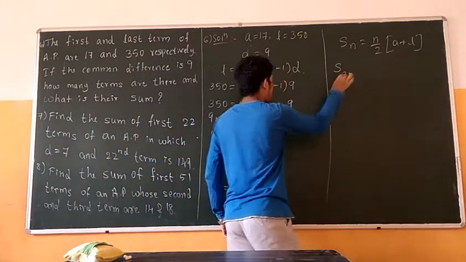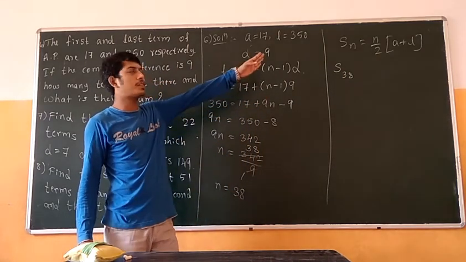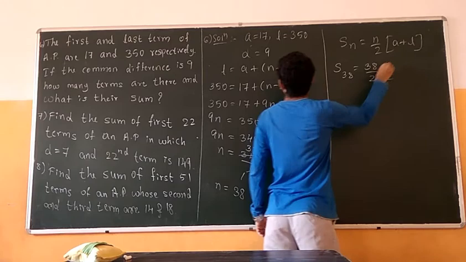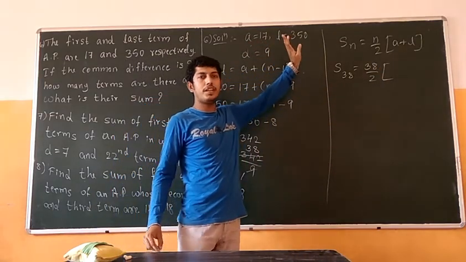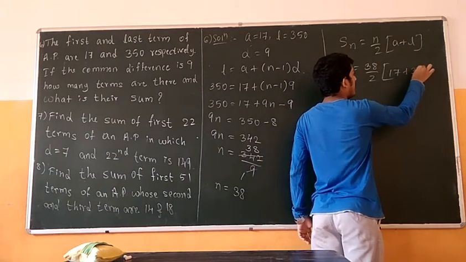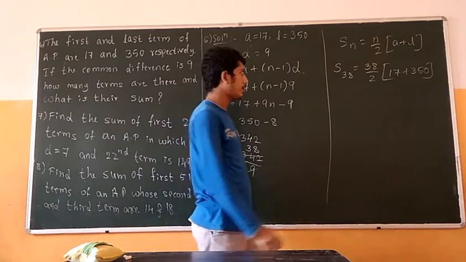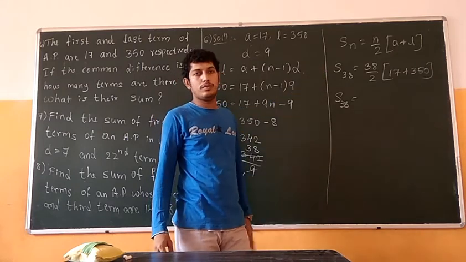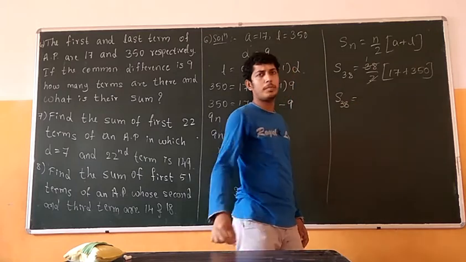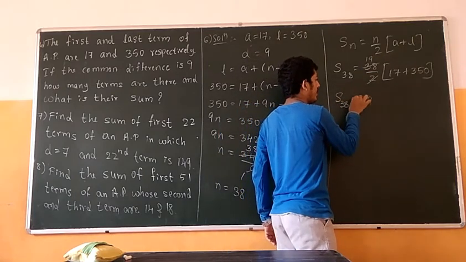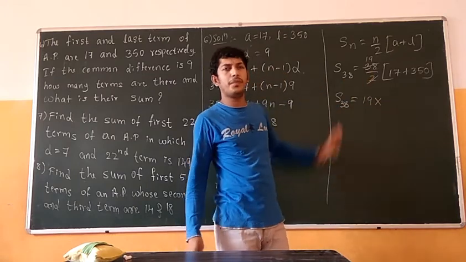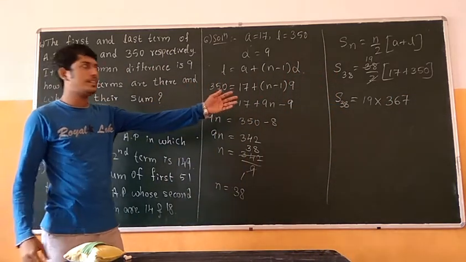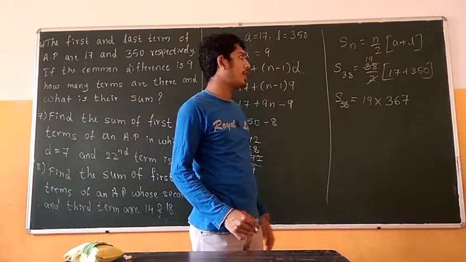Because there are 38 terms, instead of Sn I will consider S38, which equals 38 by 2 into the value of A, 17, plus the value of L, 350. So I substitute 17 plus 350. Now 38 by 2 is 19, since 2 ones are 2 and 2 nines are 18. It becomes 19 into 17 plus 350, which is 367. Instead of A into B, I will consider B into A, using the commutative property.